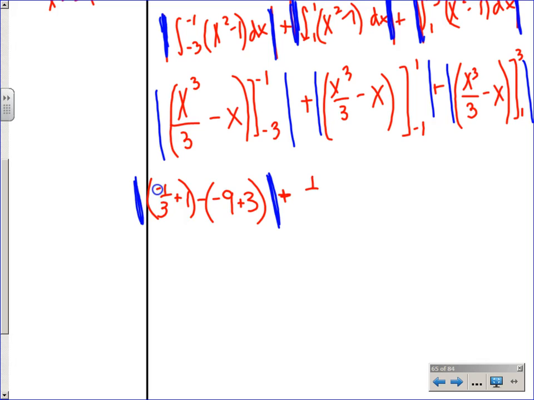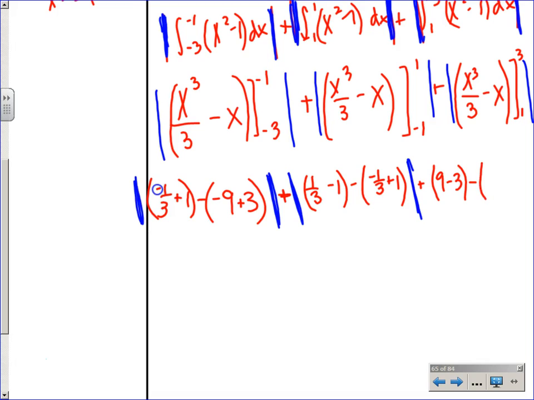Plugging in over here, I think I get 1/3 minus 1. That's f of b minus f of a is -1/3 plus 1. There we go. Then I have my absolute value again, plus, and then I have my 3 cubed is 27. 27 over 3 is 9 minus 3 minus f of b minus f of a, which will be 1/3, minus 1. Whew. All right, we're getting close. Looking good so far?